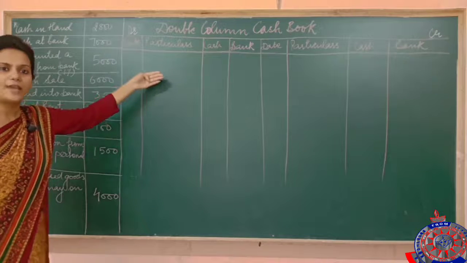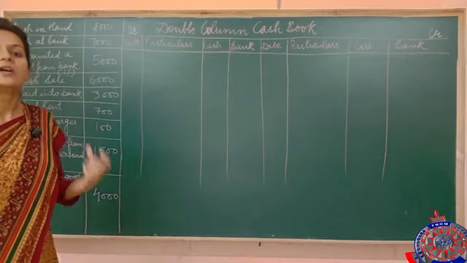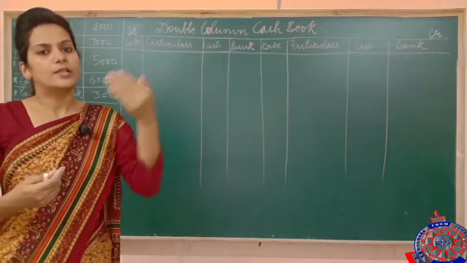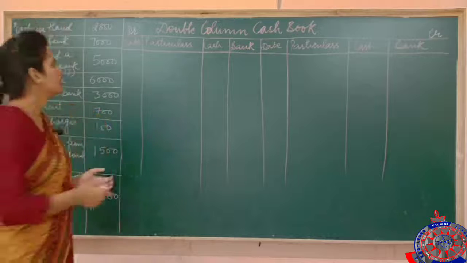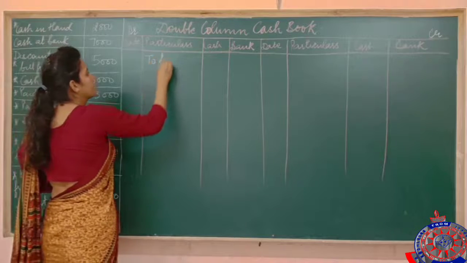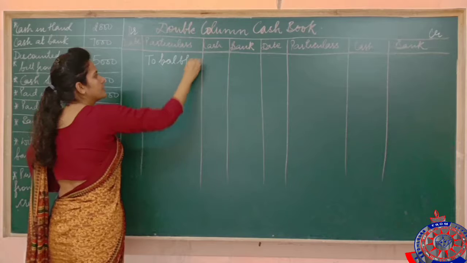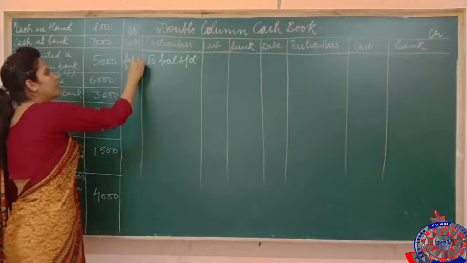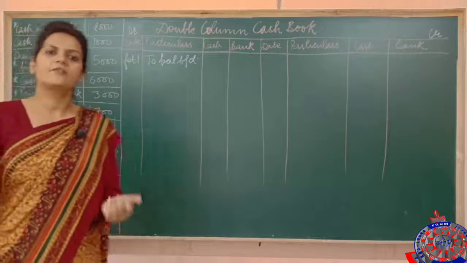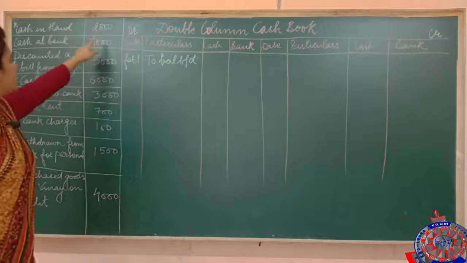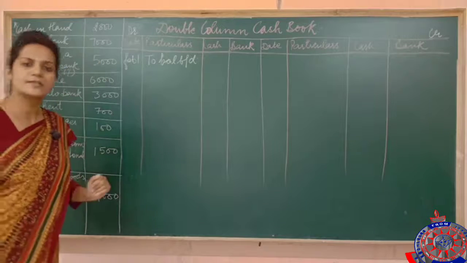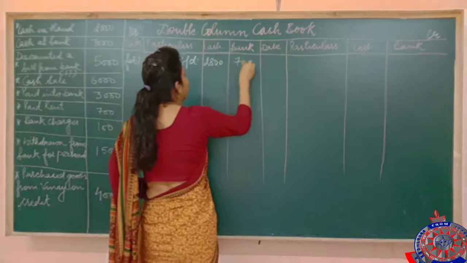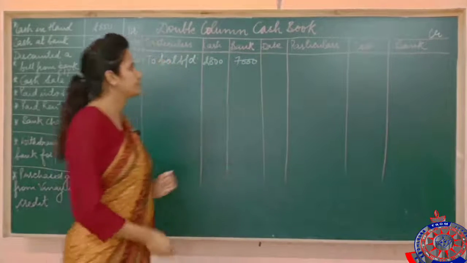And the debit balance of cash means the cash which is left after making all the payments from the total receipts. So just write the opening balance this side, to balance brought down. As no date is given, I am putting the date February 1. You may put any date if nothing is given to you. The opening balance of cash is 2800 and bank is 7000. So write it: cash 2800 and bank 7000.